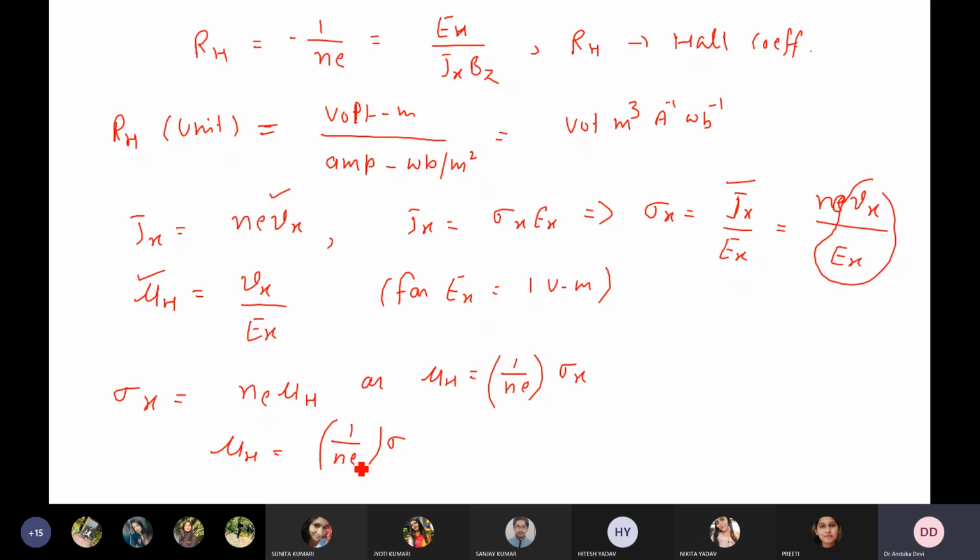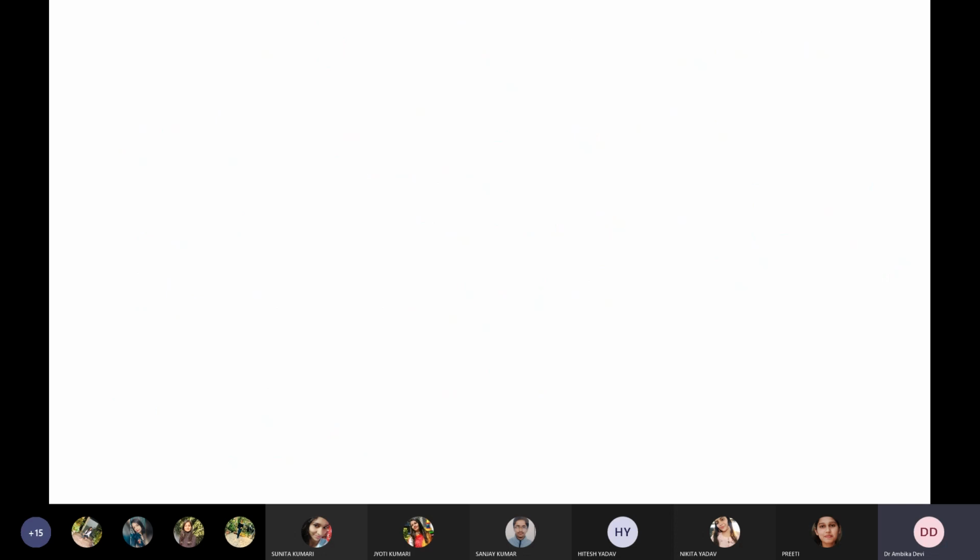So what do you conclude from this experiment? Suppose you are doing this experiment in the laboratory, so this can help you to determine, number one, the sign of charge carriers. If the sign of Hall coefficient is negative, it means that the charge carriers are electrons. If it is positive, then the charge carriers are holes.